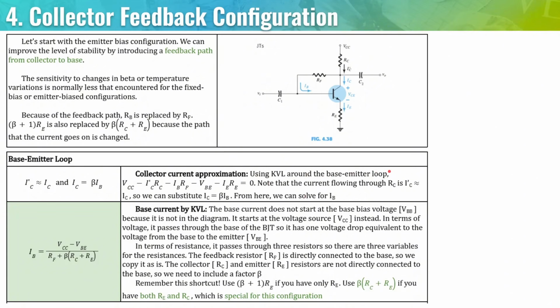Using KVL around the base emitter loop, you have VCC minus I prime C minus IBRF minus VBE minus IERE is equal to 0. So as you can see, we went from the source to the ground. You should know that I prime C is not the same as IC, but we approximate it anyway for the purpose of simplicity.